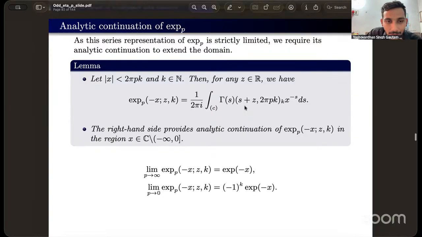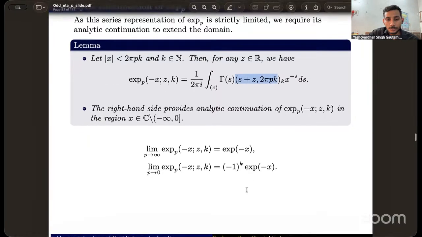Now we want to see the limiting behavior of this function. If we take p tends to infinity of this exponential function, it will become, because this will become 1, nothing but the inverse Mellin transform of e to the minus x. If we take p tends to 0, this will behave as minus 1 to the power k, which comes outside, and the inside integration will become exponential of minus x.